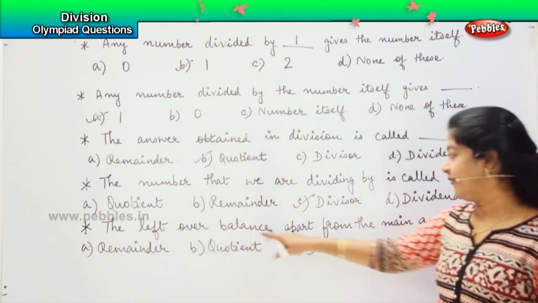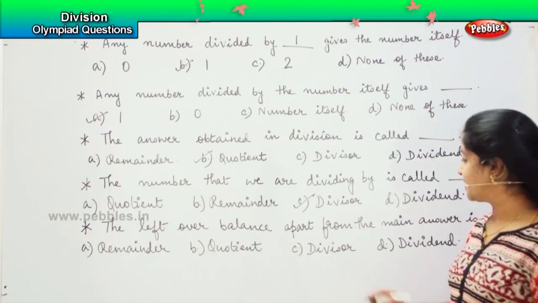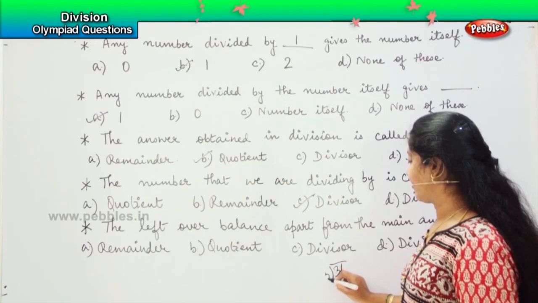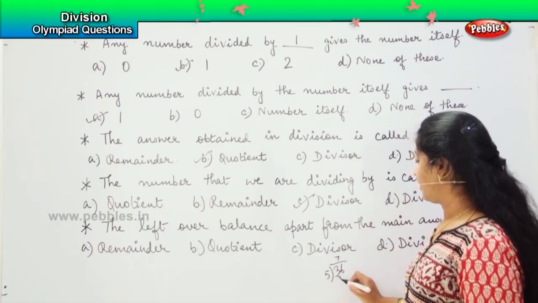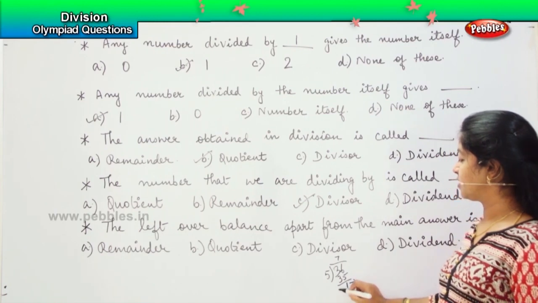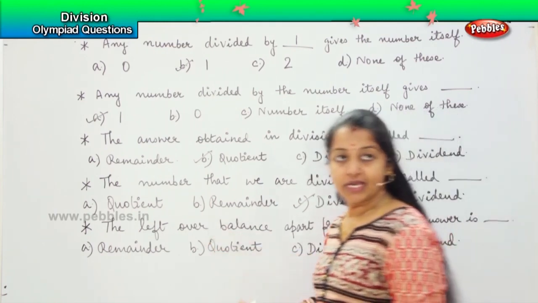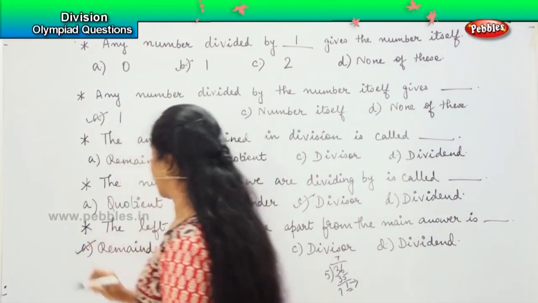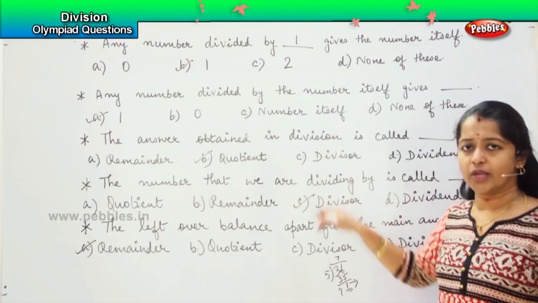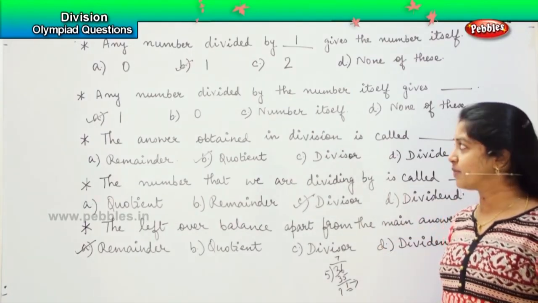So, the leftover balance apart from the main answer. When I say 36 divided by 5, 7 fives are 35 and this one is left. So, what is this leftover balance called? Very good. This is called my remainder. So, option A, remainder, is the right option. Are you clear with the terms in division, children? Shall we proceed further?